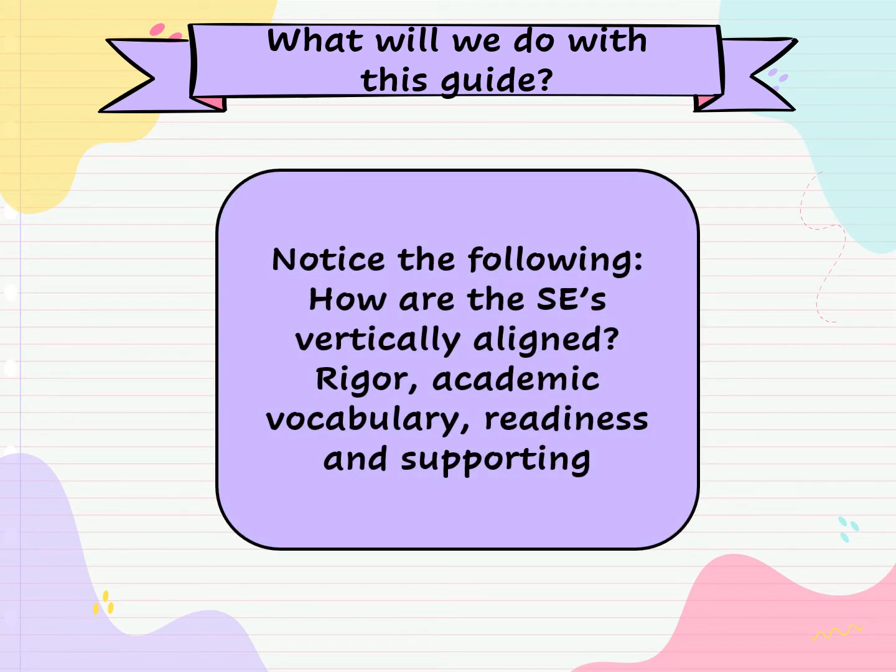One of the things that I want you to do as we're going through it is notice how the SEs are vertically aligned. That simply means, how are they the same in terms of their verbs, the level of thinking, and how are they different? We also want to look at the nouns, which is the actual content and or the academic vocabulary that we need to familiarize our students with. And then I also want you to note: are they all across grade levels, readiness or supporting, or do they change? Is it supporting in one grade level while it changes to readiness in another?